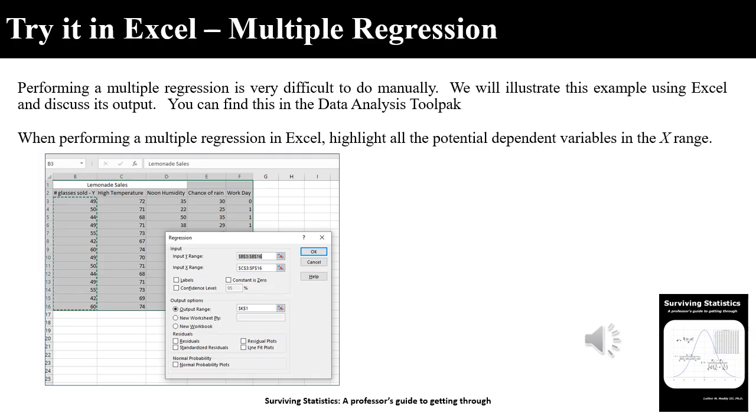There are so many computations involved in doing multiple regression. I'm going to suggest strongly that you use a tool like Excel. So I'm going to step through doing multiple regression in Excel. So we've selected data analysis and then regression. Now we select the dependent variable, which is the Y range, and then we select all of the independent variables with the X range, and then we'll click OK and get our output.